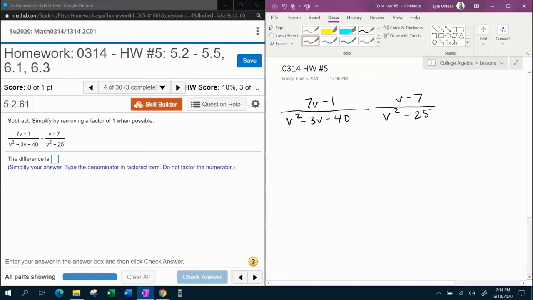All right, here we go. Question number 4 from our 0314 homework number 5 in MyLab Math. And the instructions say subtract, simplify by removing a factor of 1 when possible.